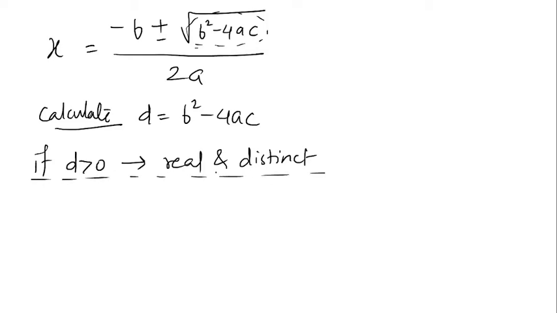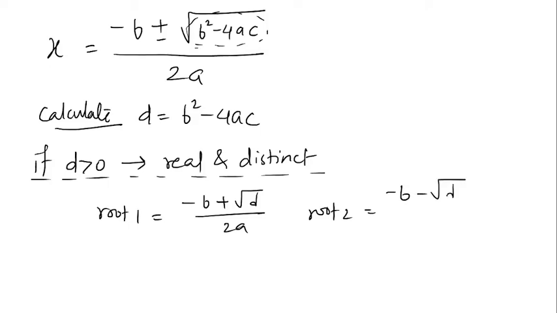So if roots are real and distinct, I can simply say my root 1 will be minus b plus square root of d upon 2a, whereas root 2 will be minus b minus square root of d upon 2a.